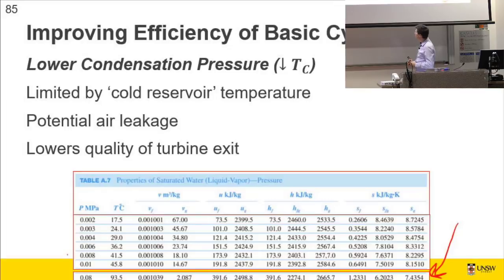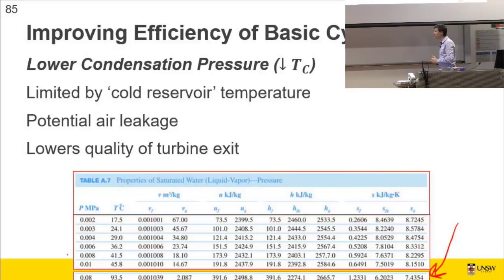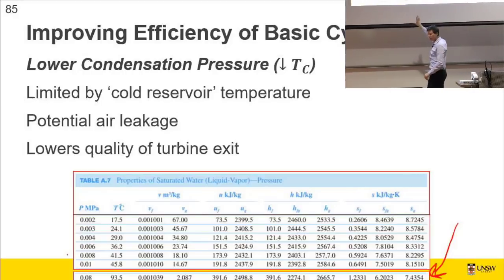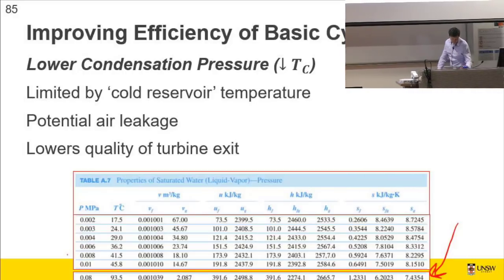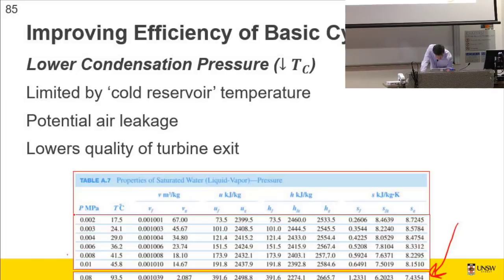There are limitations to this. It was Lord Kelvin who said you can't have a lower temperature in your thermodynamic cycle than the surrounding temperature. So if you're trying to reject heat into a lake or the atmosphere, and you can only do that economically at around 40 degrees, then there's no point trying to condense your fluid at these kinds of pressures, because you won't get saturated liquid out. You can't get rid of the heat if your system's colder than your surroundings.